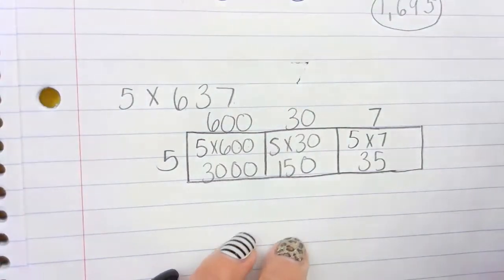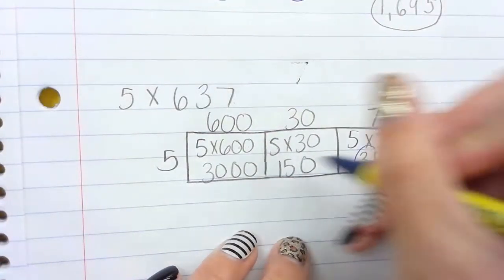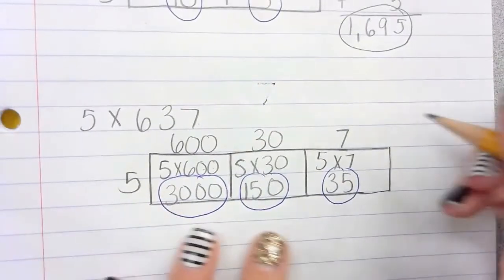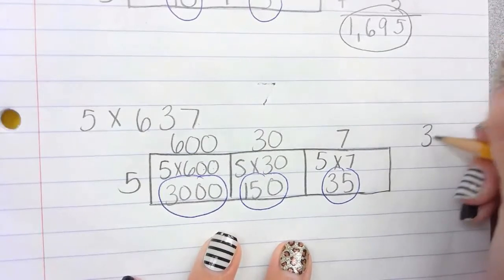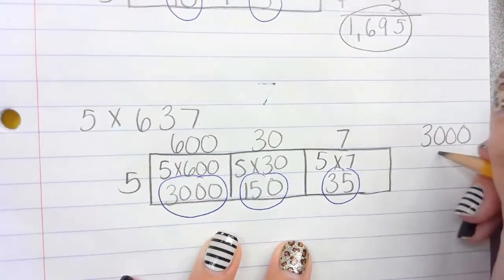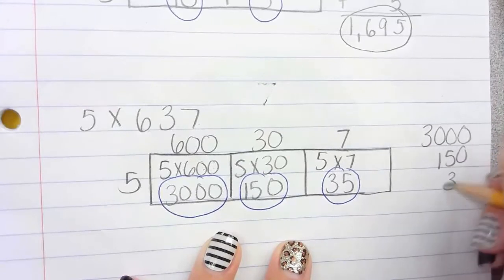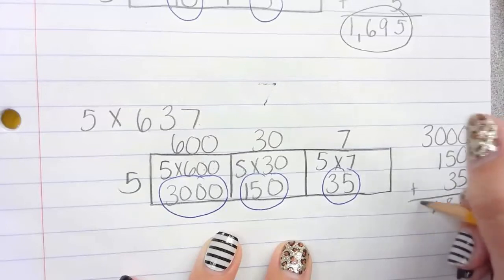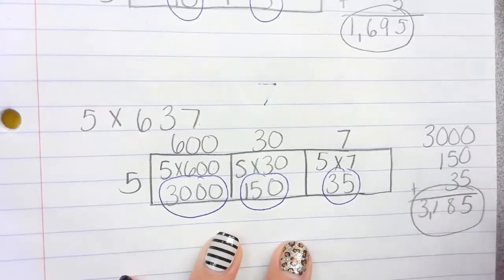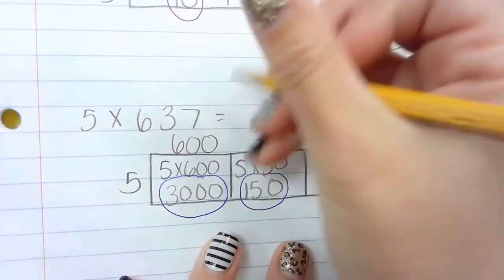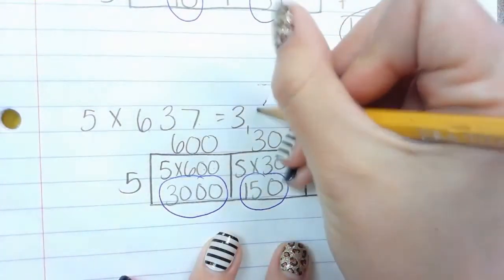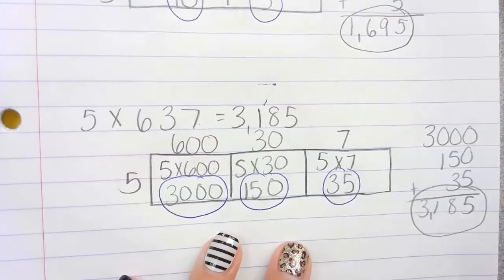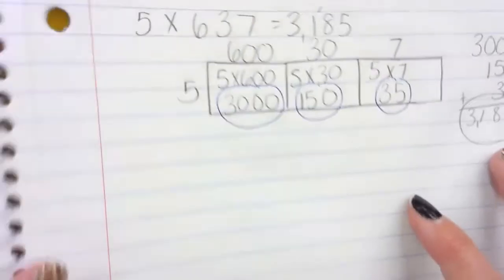So then you're going to circle all of your partial products. And then where you have room on your paper, you're going to add them all up. So we have 3,000, 150, and 35. So our final answer for 5 times 637 would be 3,185. Okay?